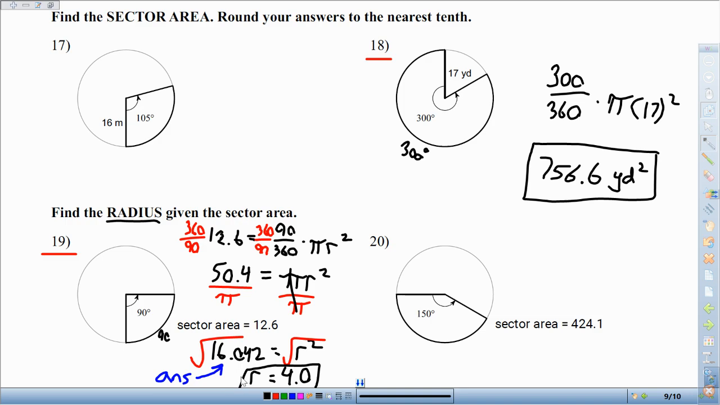So yeah, that's the test. I don't think it's a terribly difficult one. Just watch out for mixing up circumference with area and swapping the two formulas. So go ahead, try these out. If you have any questions, let me know.